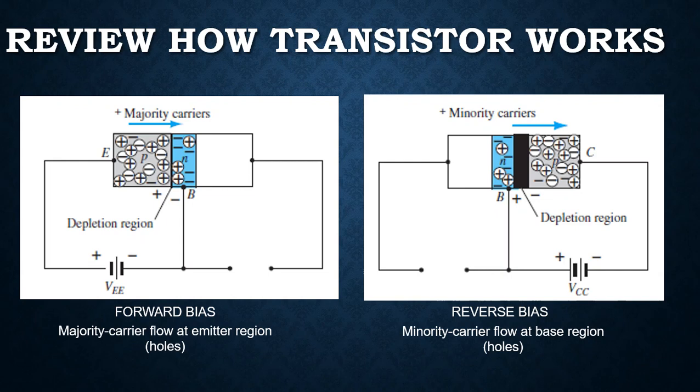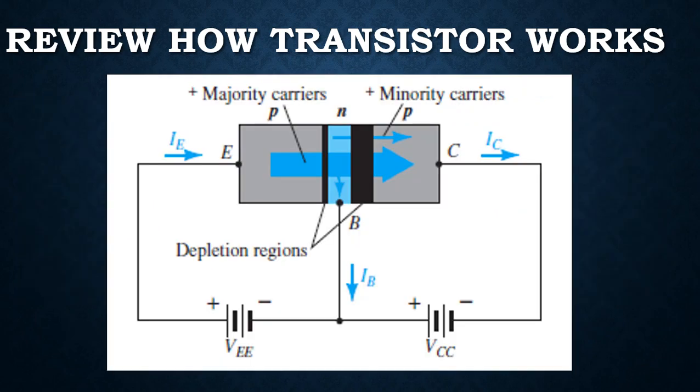Okay, let's place the collector voltage and emitter voltage and apply it to the PNP transistor. And this is the resulting diagram. The majority carrier and the minority carrier flows. A large number of majority carriers will diffuse from emitter to base region.